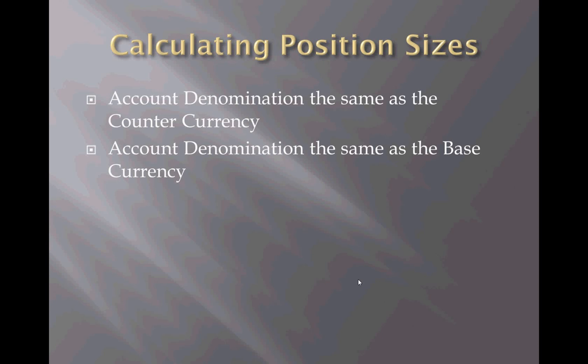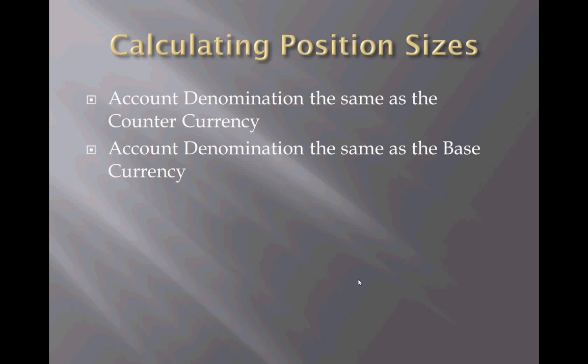Account denomination is the same as the base currency. Let's say Ned is chilling in the Eurozone and decides to trade Forex with a local broker and deposits 5,000 euros. Using the same technique as before, trading euro dollar with a 200 pip stop loss, what would his position size be if he risked only 1% of his account? 5,000 euros times 1%, or 0.01, equals 50 euros.